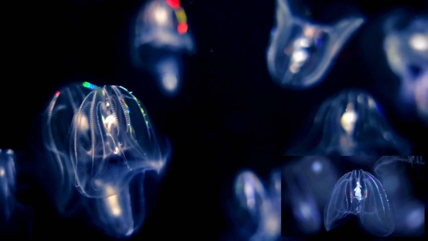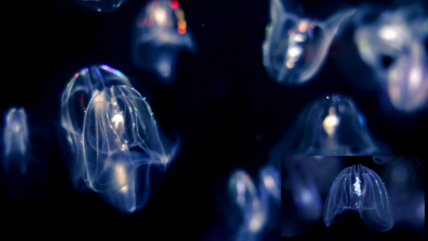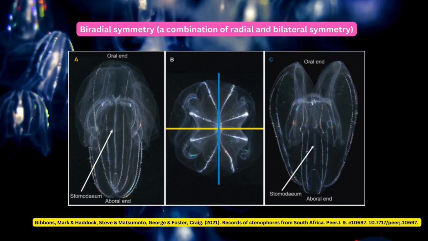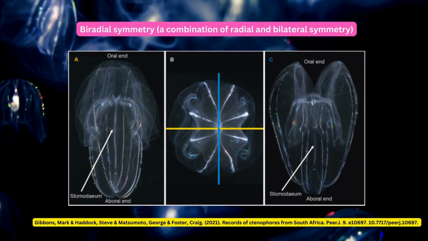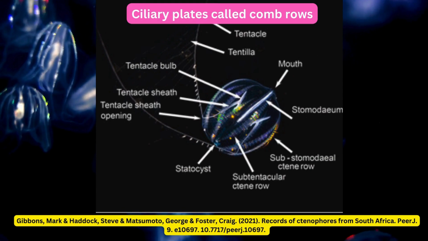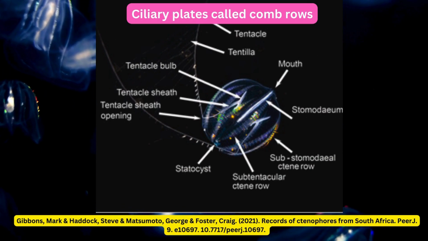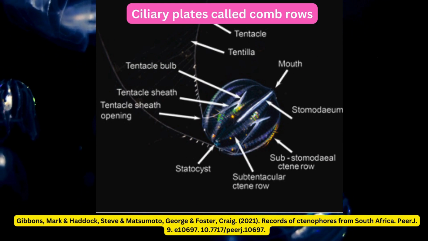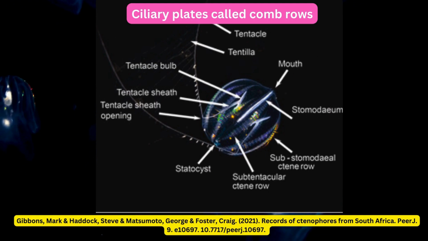Ctenophores are known as comb jellies or sea walnuts and are transparent, colorful, and exclusively marine animals. They exhibit biradial symmetry. Movement is facilitated by 8 rows of ciliary plates called comb rows. They display tissue-level organization and have a diploblastic acoelomate body structure. They possess both external and intracellular digestive systems.